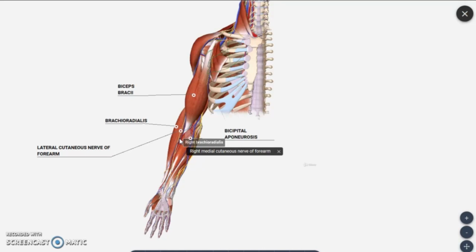So these are the important structures related to the roof area, and along with that we will have a vein called the median cubital vein also. Here you can make out a vein. That vein is nothing but the median cubital vein, which is connecting the cephalic vein with the basilic vein. So between them we have one connection, and that connection we call the median cubital vein. It is present here, just above the bicipital aponeurosis. So the median cubital vein also comes under the structures of the roof of the cubital fossa region.